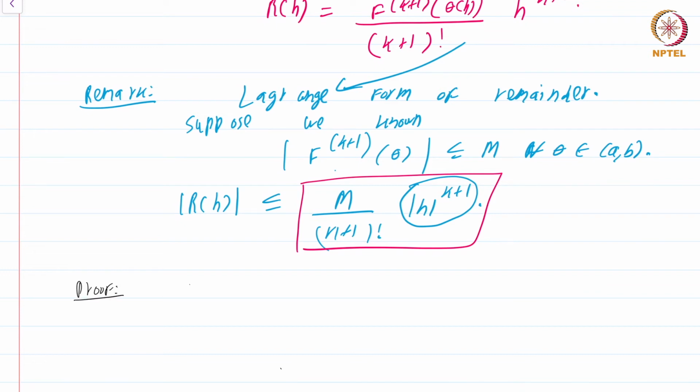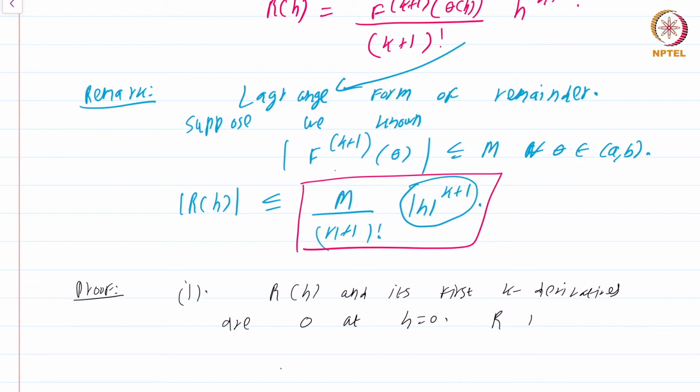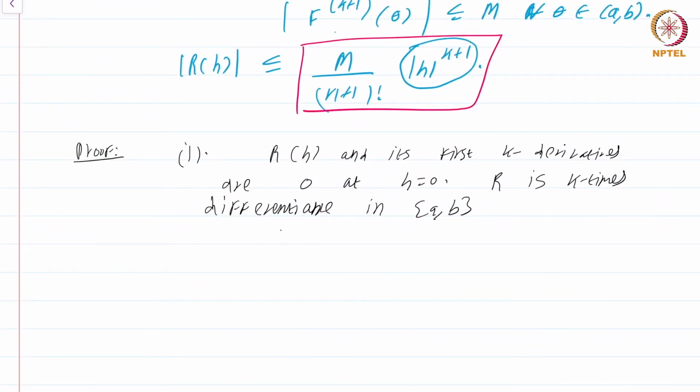Okay, on to the proof. Let's first start with the first part. We already know that R of h and its first k derivatives are 0 at h equal to 0. And R is k times differentiable in the closed interval x plus h, sorry, not in the closed interval AB.